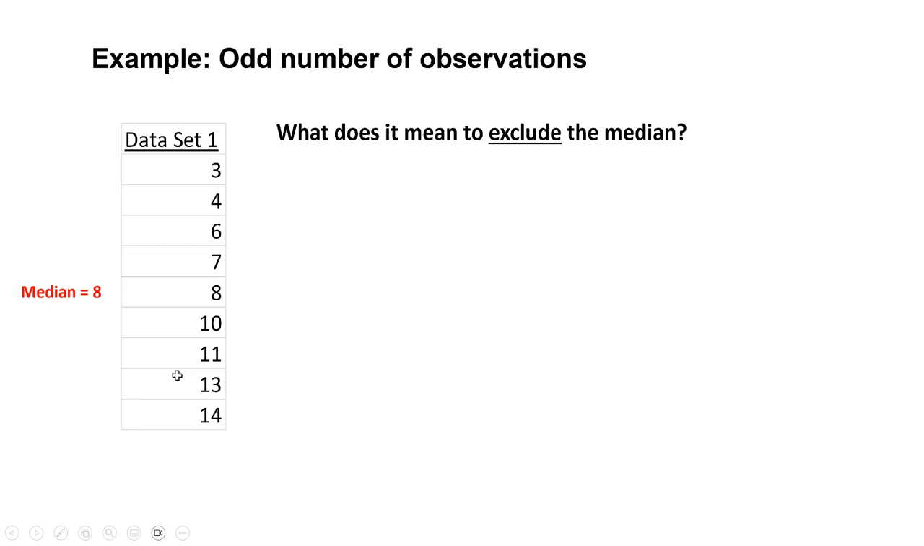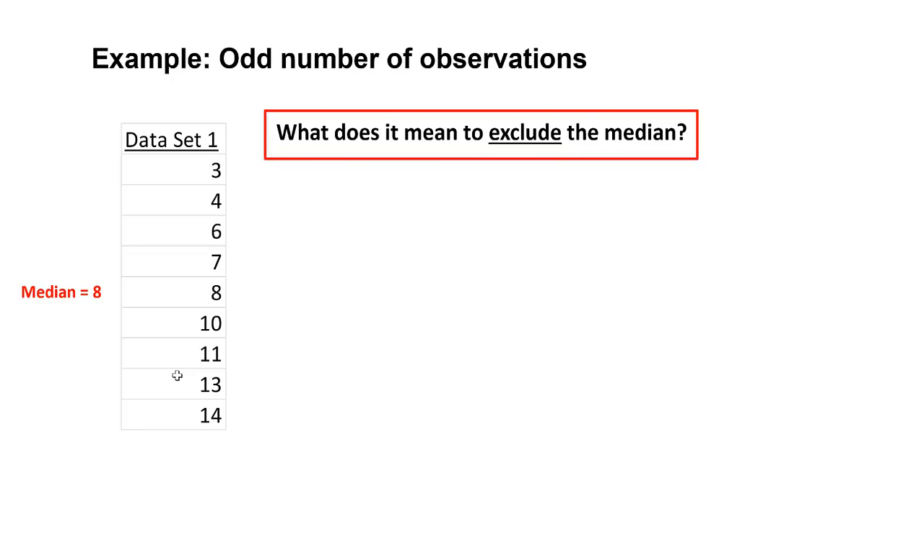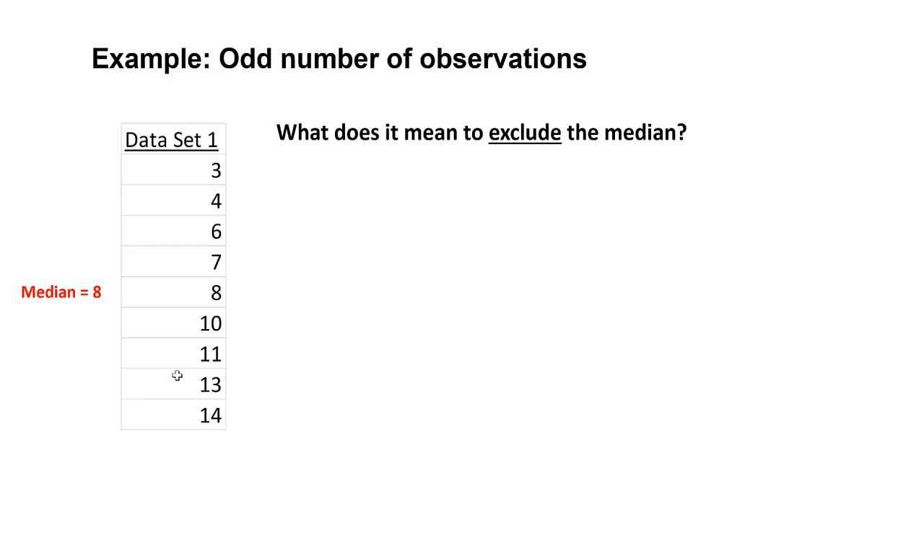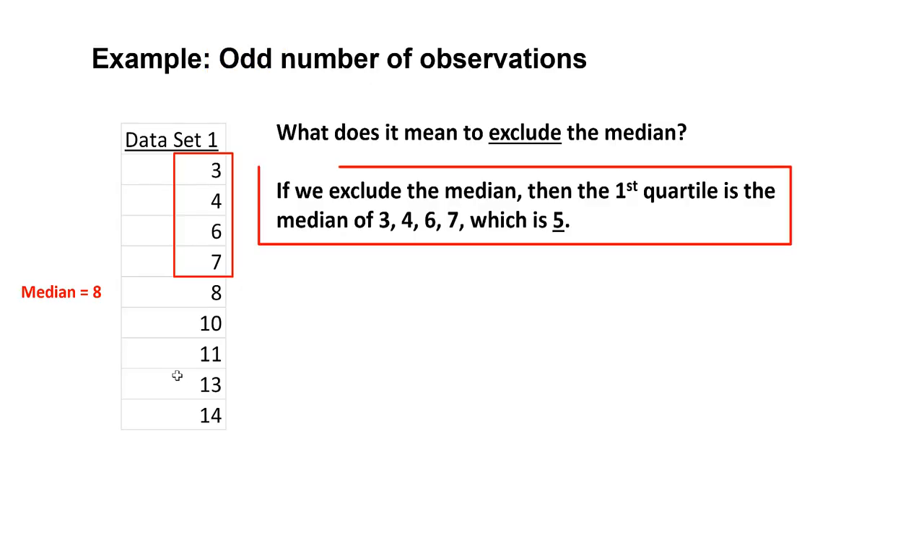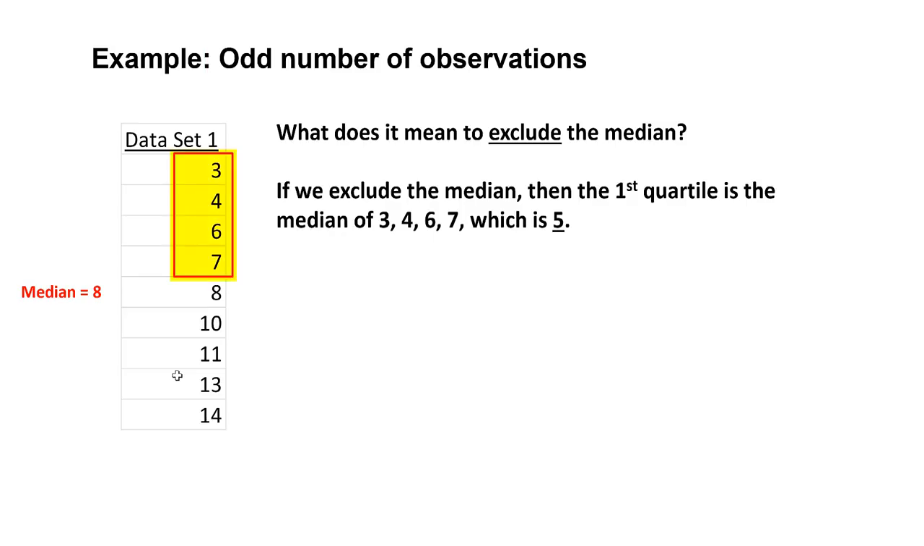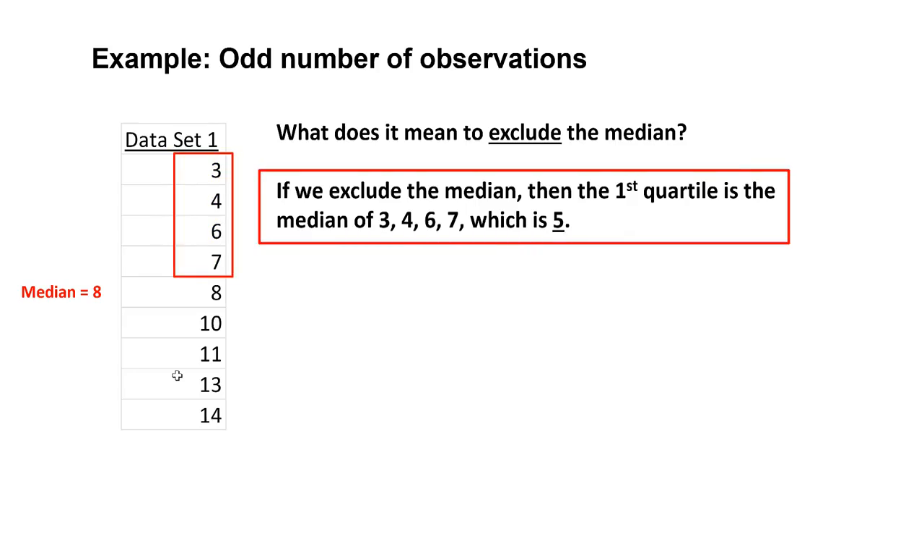Okay, so what does it mean to exclude the median? Again, here we're talking about an odd number of observations. In data set 1, we have 9 observations. If we exclude the median when we calculate the first quartile, we're just considering these 4 numbers, 3, 4, 6, and 7. And for an odd number of observations, the first quartile is just the median of those 4 numbers, which is 5. It's the middle value between 4 and 6.